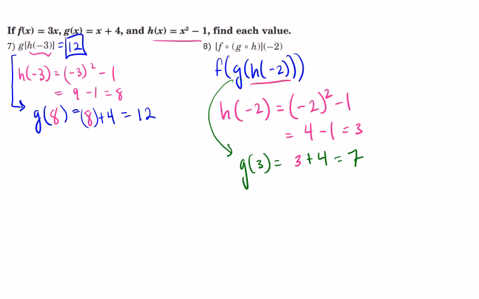So now I'm going to put all that in for the f of x function. So I'm going to do f of 7. Okay, so it's almost just kind of like a domino effect, right? You just keep pushing down one domino, that knocks down the next domino, knocks down the next domino. So f of 7. Here's the f function, 3x. So instead of putting an x, I'm going to put a 7 in there. And 3 times 7 is 21. So f of g of h of -2 is 21.